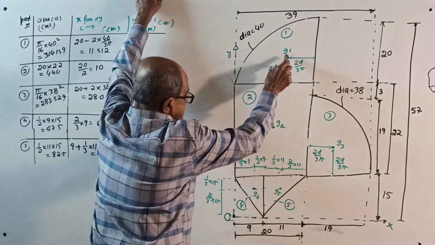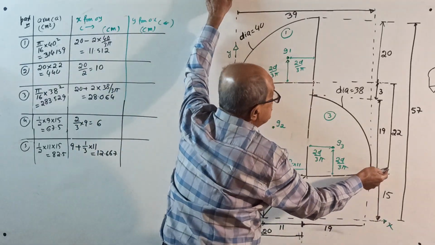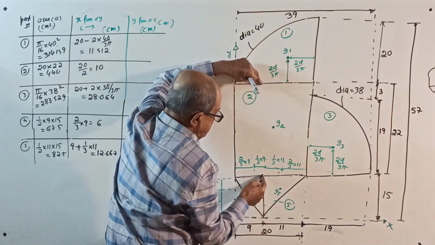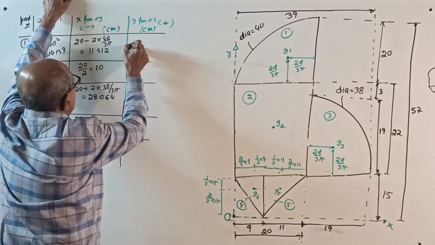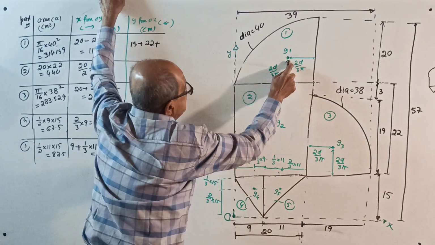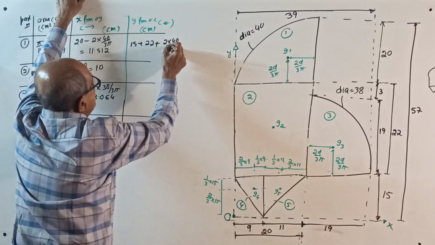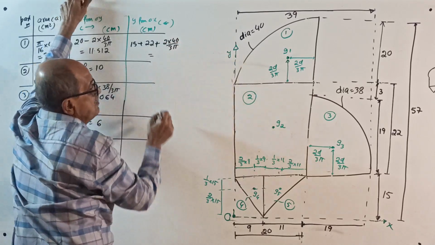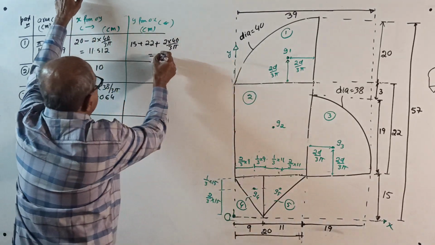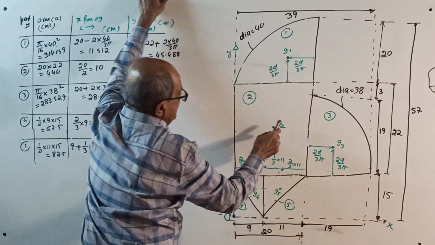Now the y distances from here. For figure number 1, 15 plus 22 plus this distance, 2d by 3 pi, that is 2 into 40 divided by 3 pi. It will come y equal to 45.488.